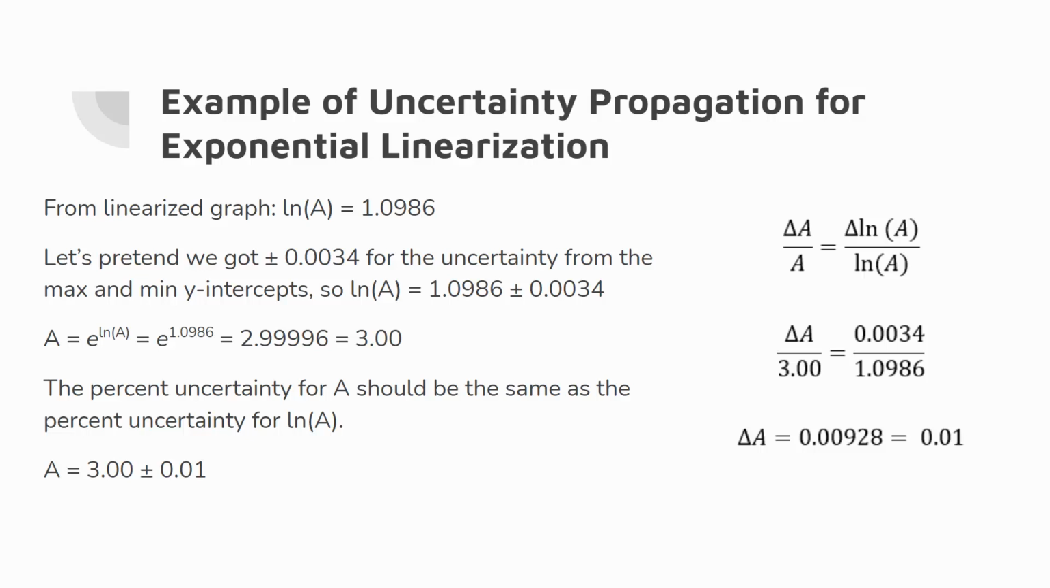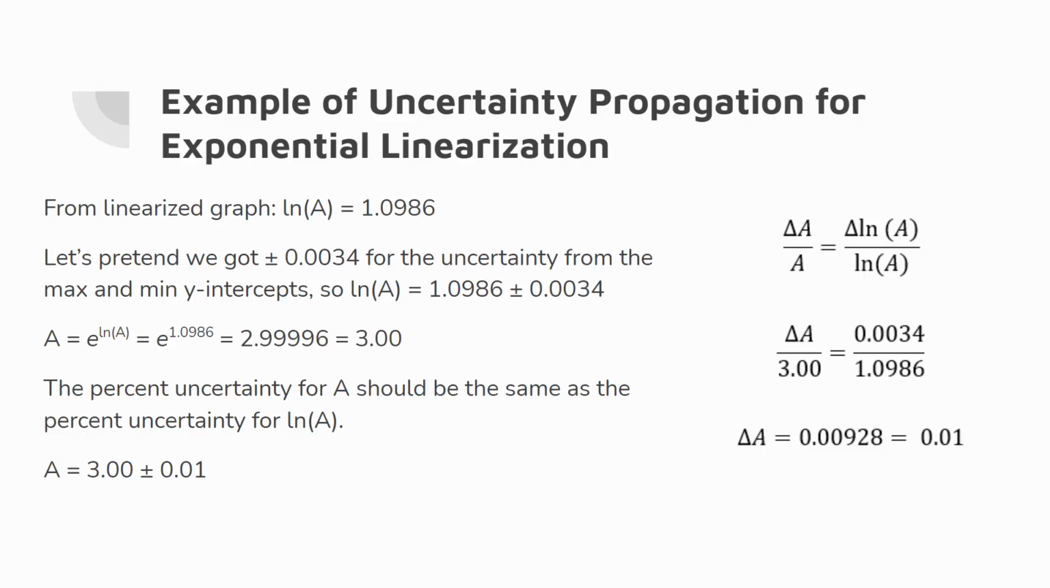So from our linearized graph, we found that ln a equals 1.0986. We knew that the y-intercept is the natural log of a, and our y-intercept was 1.0986. I have to make up a number here. Let's say we plotted our maximum and minimum fits, and we found that the uncertainty for our y-intercept, that is the maximum y-intercept minus the minimum y-intercept divided by 2, was plus or minus 0.0034. I totally made that number up. Don't worry about it. So we would say that ultimately our value for the natural log of a is 1.0986 plus or minus 0.0034.